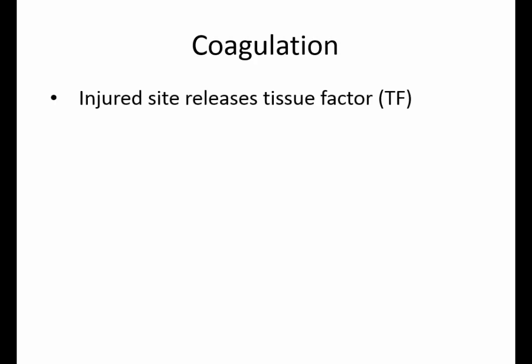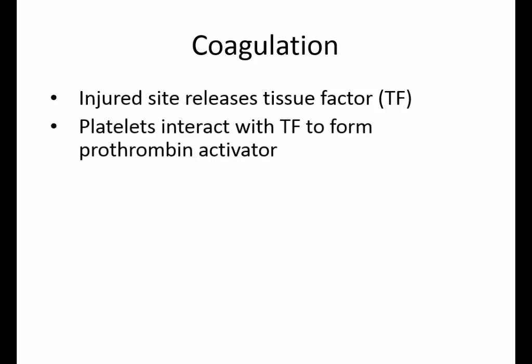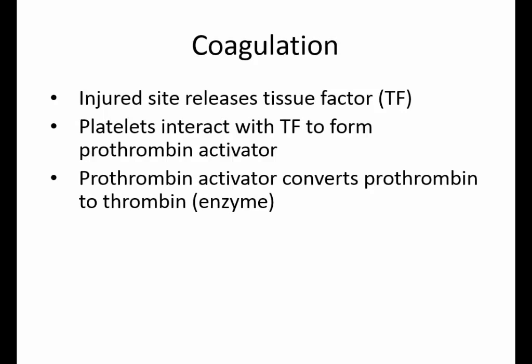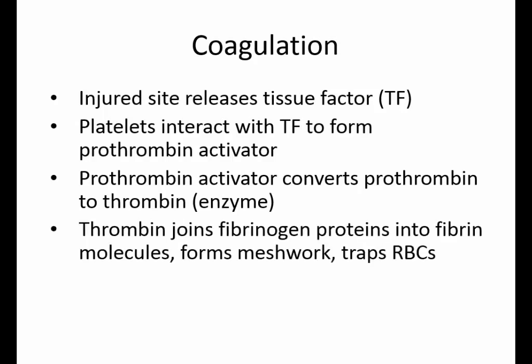The injured site releases something called a tissue factor. Now the platelets will interact with this tissue factor to form something called prothrombin activator. Prothrombin activator will convert prothrombin, which is one of the proteins circulating in the blood, to thrombin. And thrombin is an enzyme which will join with fibrinogen and cause fibrinogen to turn into fibrin.